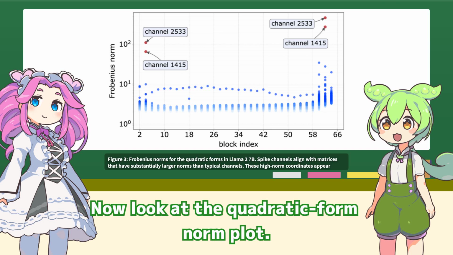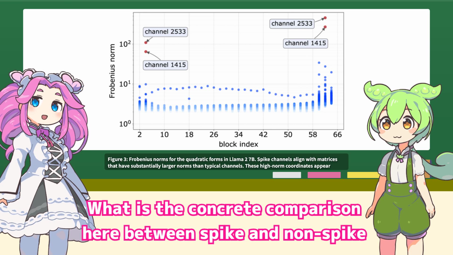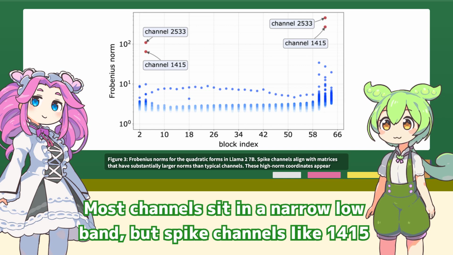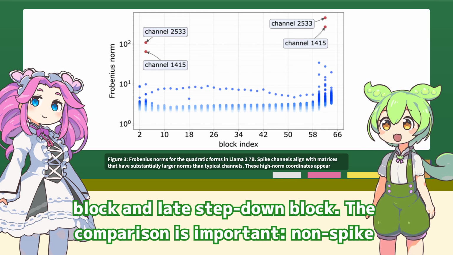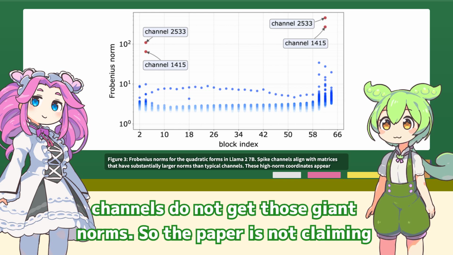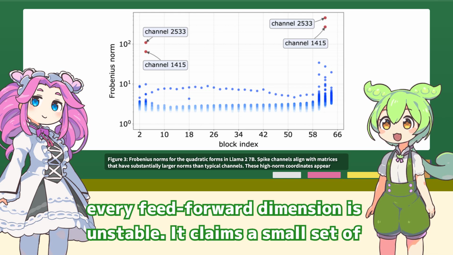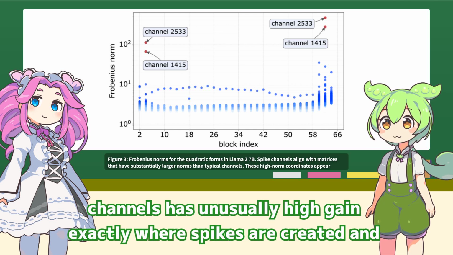Now look at the quadratic form norm plot. What is the concrete comparison here between spike and non-spike channels? Most channels sit in a narrow low band, but spike channels like 1415 and 2533 jump far above the rest, and they do so in the early step-up block and late step-down block. The comparison is important. Non-spike channels do not get those giant norms, so the paper is not claiming every feed-forward dimension is unstable. It claims a small set of channels has unusually high gain exactly where spikes are created.